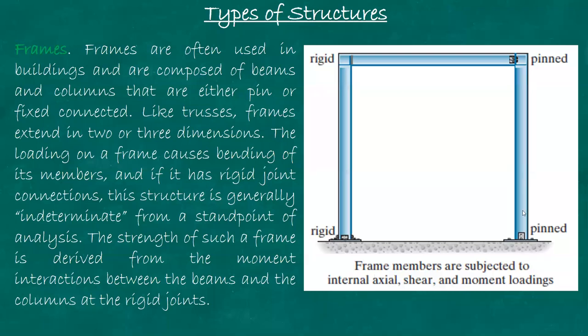In a frame, members are subjected to internal axial, shear, and moment loading. In a beam, it is only shear and moment, with no horizontal force. But in a frame, we have horizontal forces like wind load and earthquake load, so we also have internal axial forces.